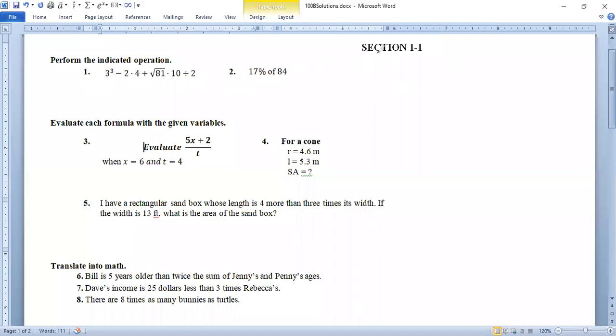Here we are in section 1-1 with the solutions to numbers 1 through 8. Number 1, perform the indicated operation. This looks like an order of operations problem, so we're going to take care of the exponents first.